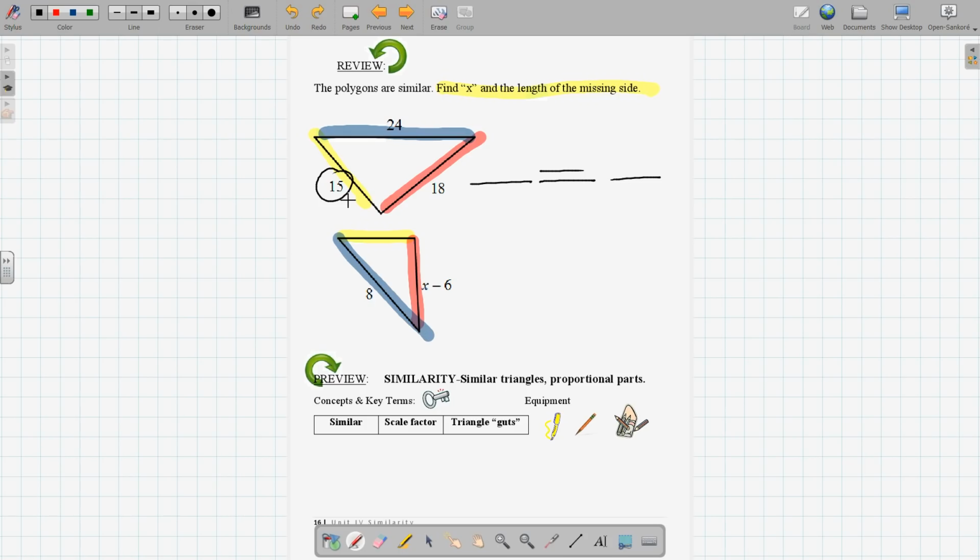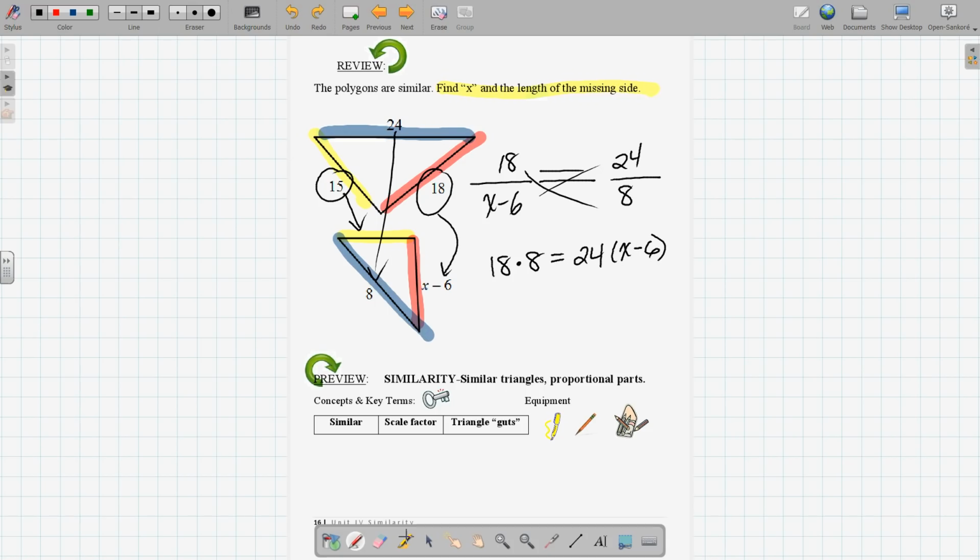I'm not going to choose the 15 because there's no match there. So 18 over x minus 6. Notice the direction, 24 over 8. Cross multiply. 18 times 8 equals 24 times (x minus 6).